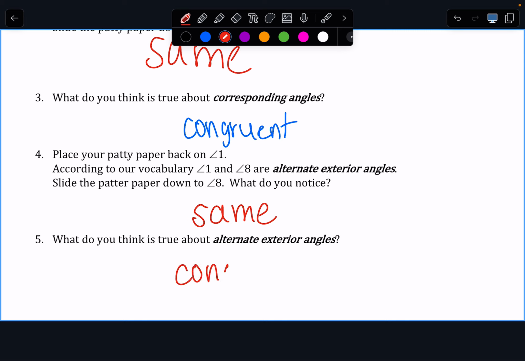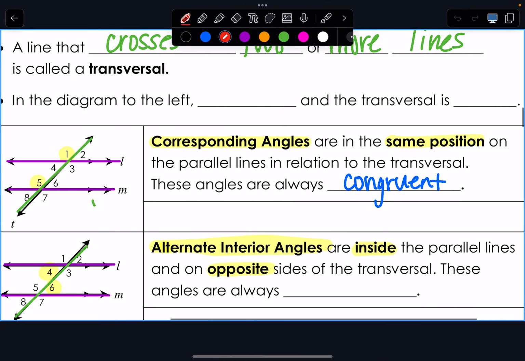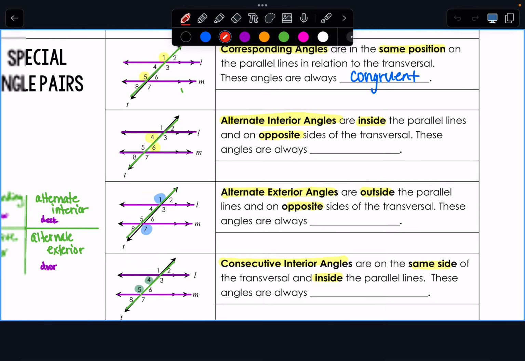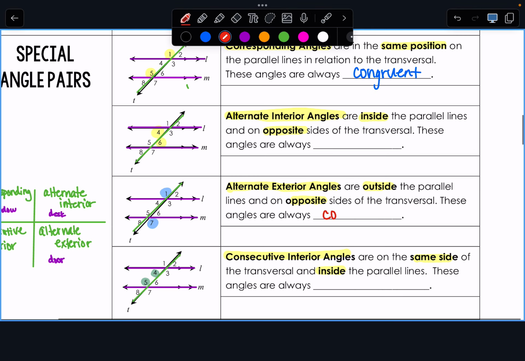So we're going to use the math word congruent. And so over on page 7, it's actually the third picture we talked about. Alternate exterior angles are congruent.